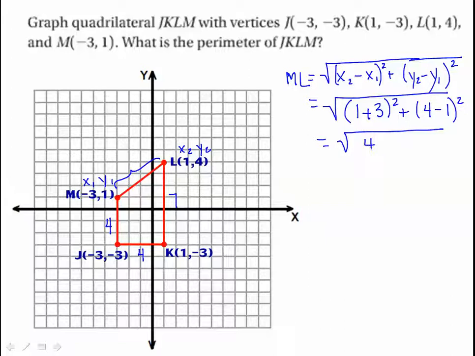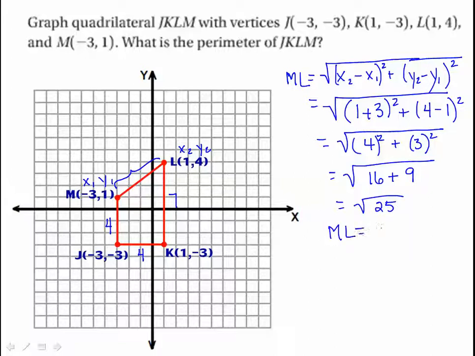So we now have 4 squared plus 3 squared, and 4 squared is 16, 3 squared is 9, and I have the square root of 25. Since the square root of 25 is 5, I know that the distance from M to L is 5 units.